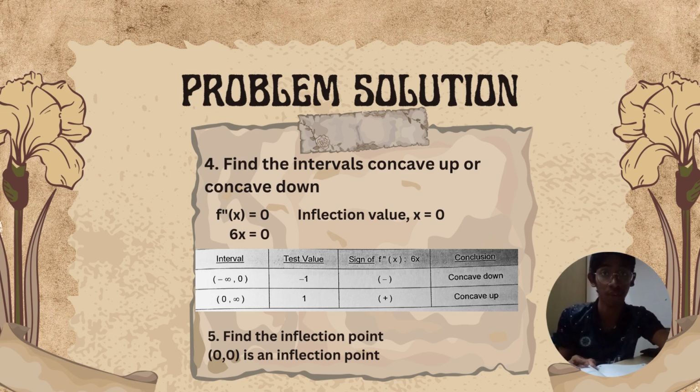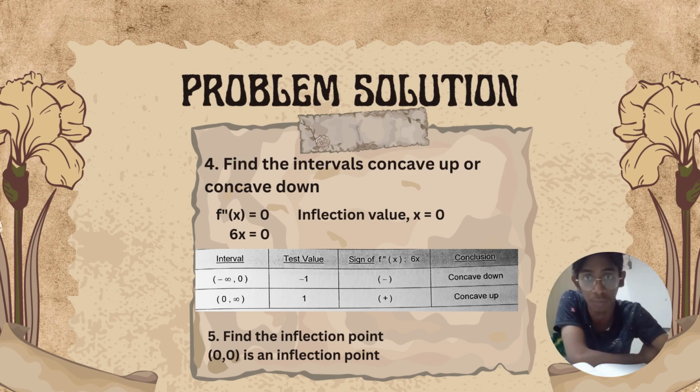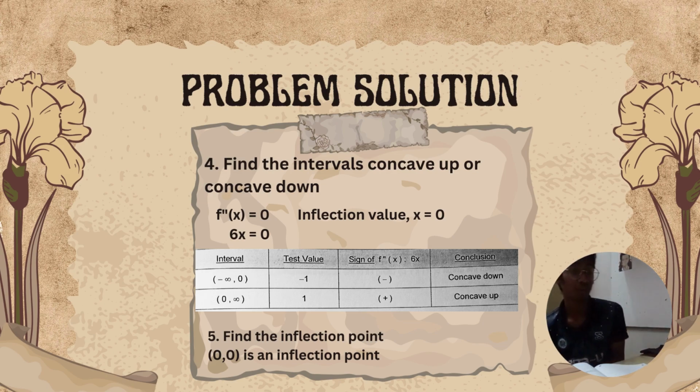As a conclusion we can make, if the sign of f double prime x is negative, it's going to be concave down, the reverse smile graph. While for the positive sign, it's going to be concave up, which is the smile graph. And then with this, we can find the inflection point is 0, 0.